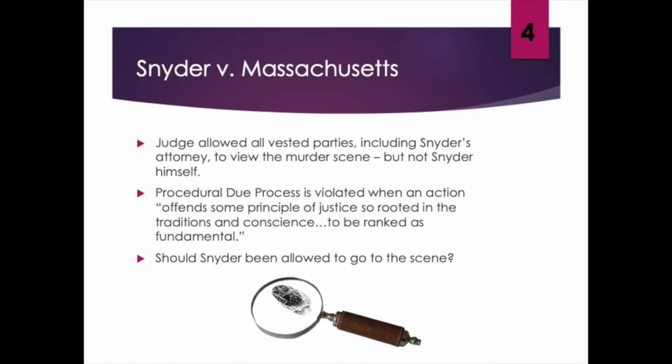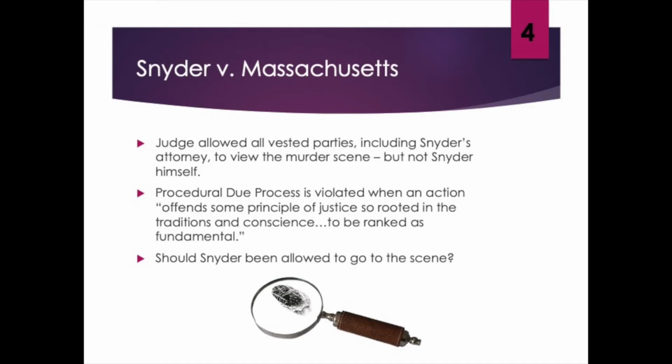Procedural due process in the case of Snyder versus Massachusetts, 1934. Mr. Snyder and two other men were accused of murder. During Snyder's trial, the judge, the jury, a bailiff, the court reporter, and attorneys for both sides went to view the scene of the crime. Snyder requested that he be allowed to attend, but the judge denied his request. Snyder was convicted of murder.